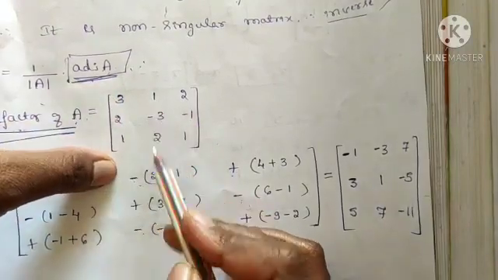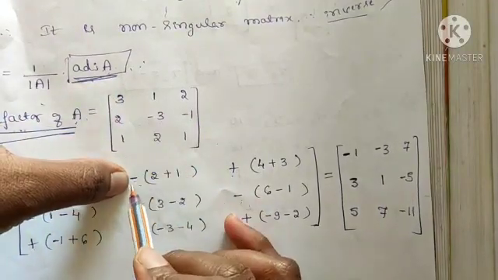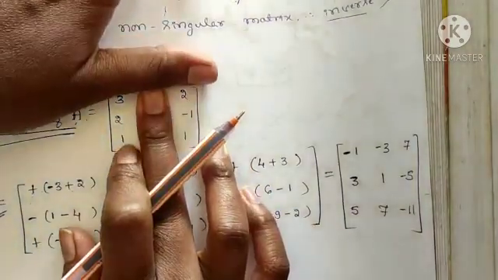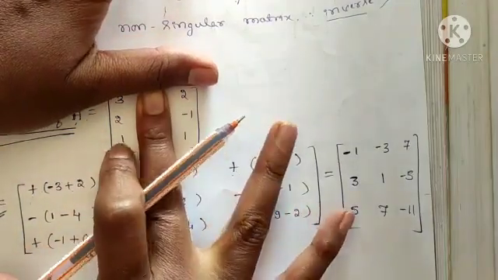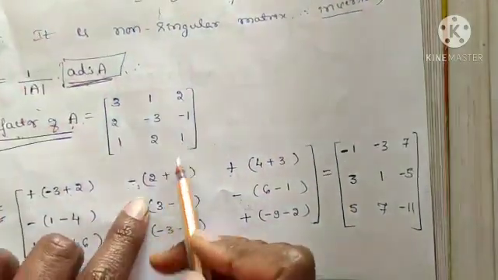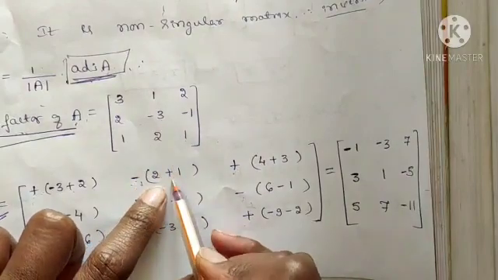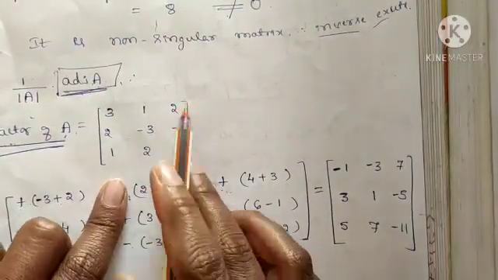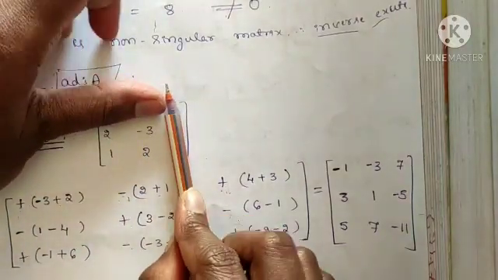Next, the second element is negative, that means that place value becomes negative, but you have to neglect this column as well as this row. Then you have to multiply 2 into 1, that is 2 into 1 is 2, minus of minus becomes plus 1. Then similarly, the last place value is positive and then you have to neglect these two elements.